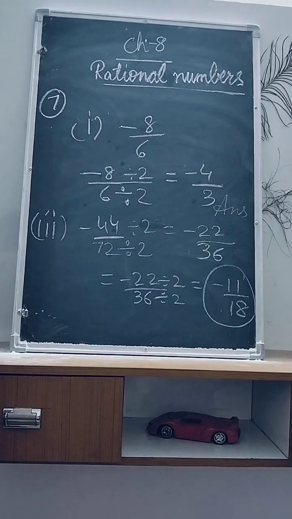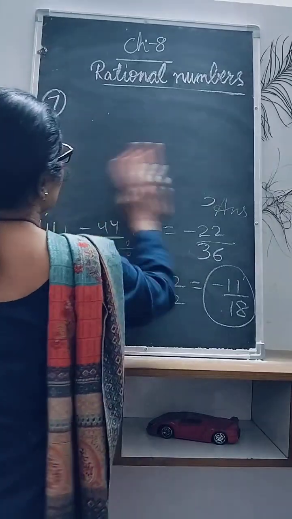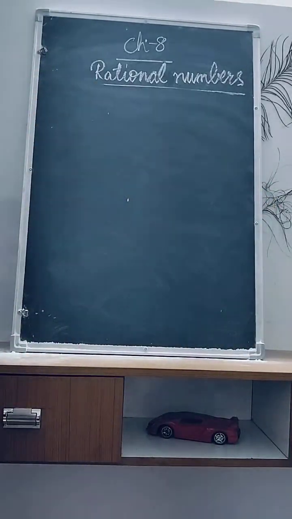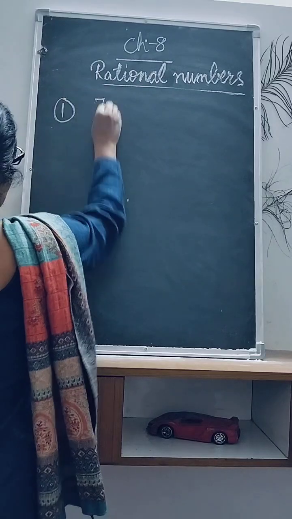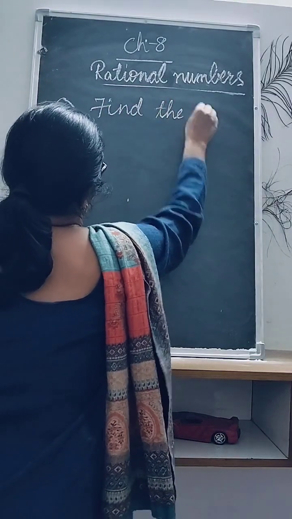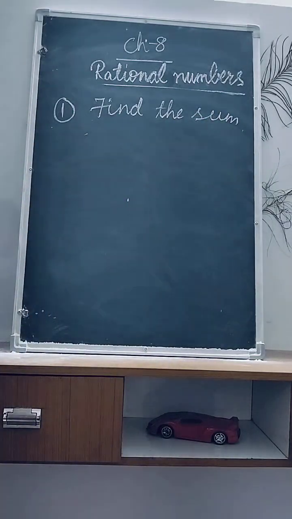Okay. So now let us move to Exercise 8.2. First sum, if you see, it is written: find the sum. Sum means plus. Now, the first part is written 5 by 3.